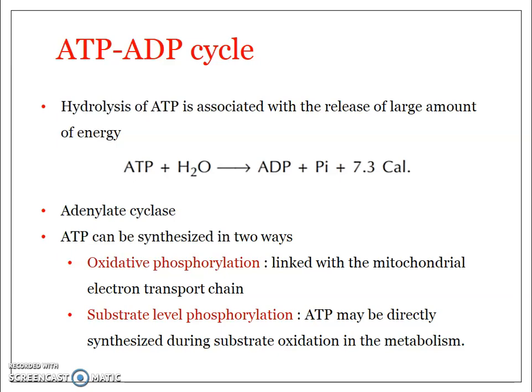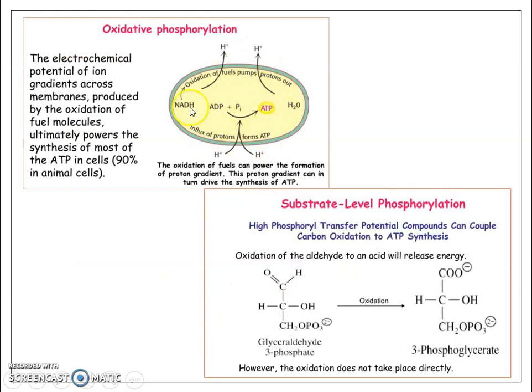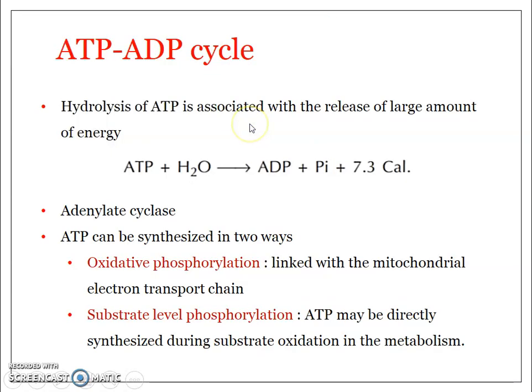ATP can be synthesized in two ways: oxidative phosphorylation and substrate level phosphorylation. Phosphorylation is nothing else but the addition of a phosphate group. Now, what is oxidative phosphorylation? It is considered to be the major source of ATP formation in aerobic organisms, and it is linked with the electron transport chain that happens inside the mitochondria. It is the synthesis of ATP from ADP, and it is one of the final steps in aerobic respiration.